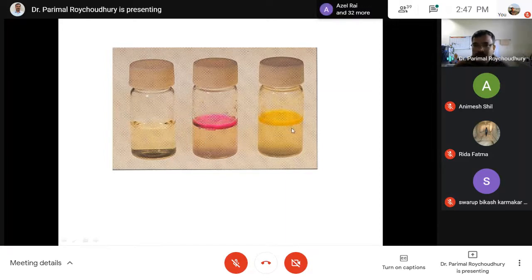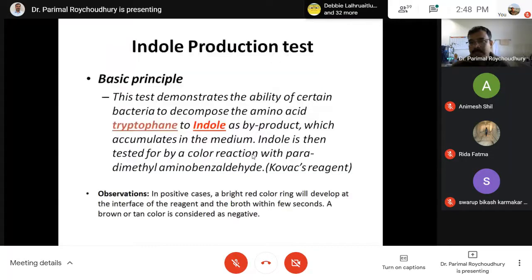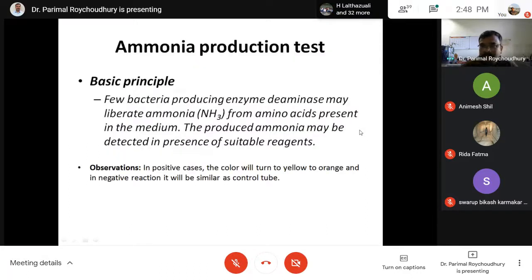Whereas the tube where there is no production of indole remains straw in color, just like the brown color they will develop. So it's a very simple test that can be performed for detection of indole production. There are many organisms which specifically produce indole. Among the Enterobacteriaceae, it is Escherichia coli that produces indole, and that becomes a hallmark in identification of Escherichia coli. Always we perform this indole test to differentiate it from other members. Okay, so the test principle is based on breakdown of protein.